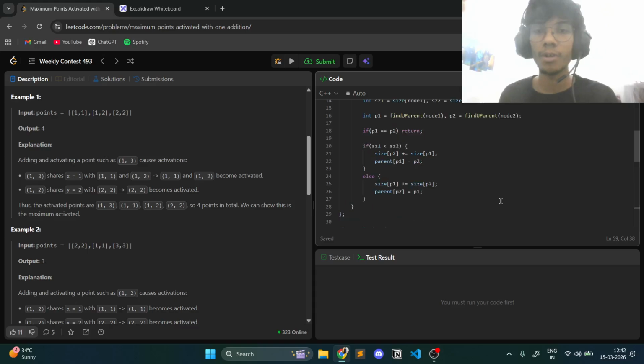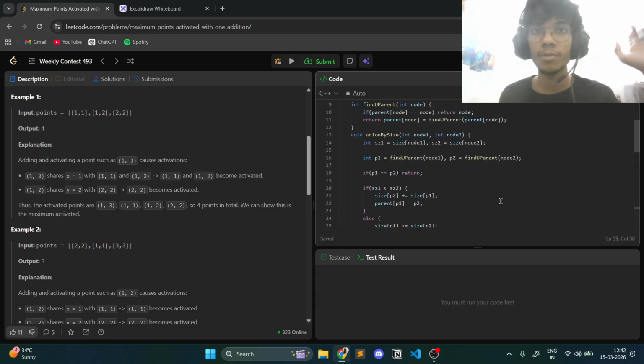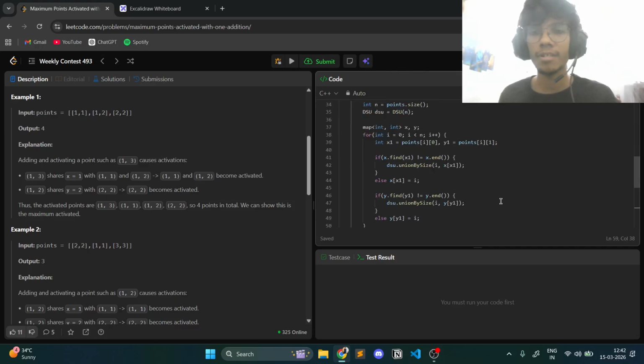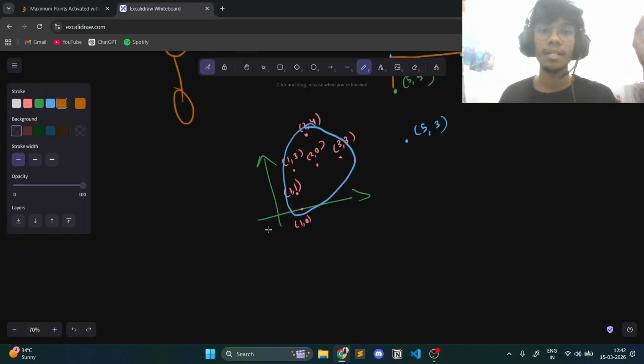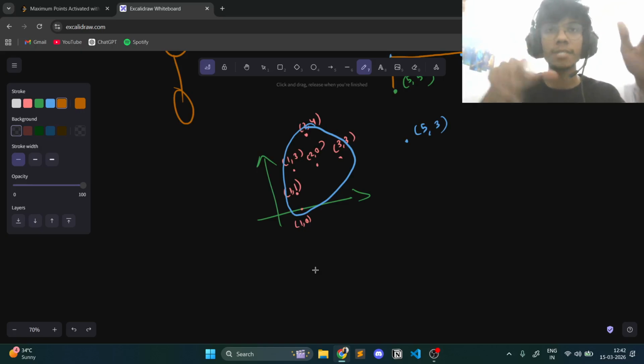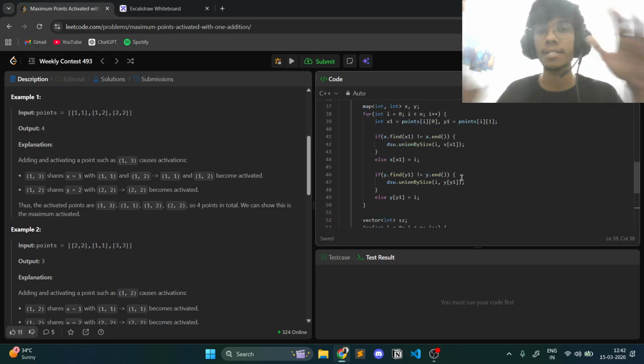Otherwise, if you want to understand this implementation, I'll recommend you study DSU first. And then this problem is just a piece of cake, because we are just constructing the groups of similar elements that share either x or y. We're grouping them together by maintaining two maps of x and y coordinates respectively. And that's it for this problem.